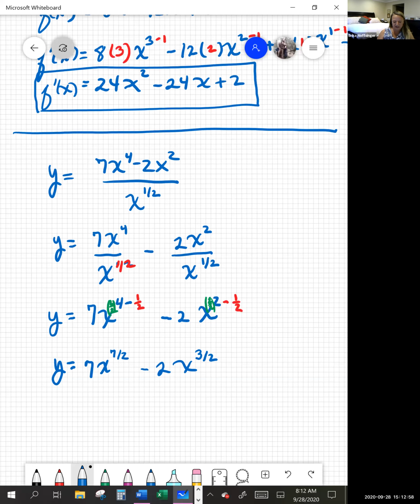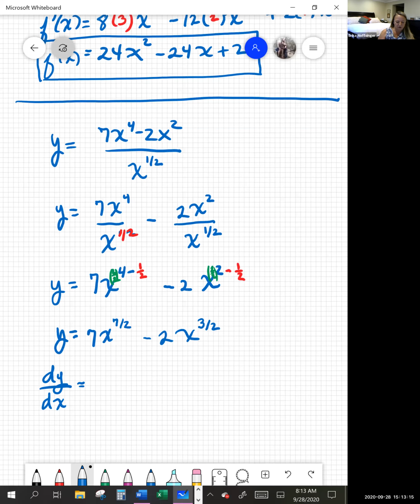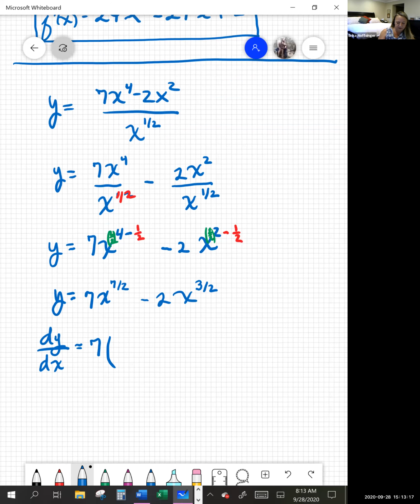So now it's in the form that we can use that general power rule and we can take the derivative. dy/dx was just another way to say take the derivative of y, and it's just telling us that we have a variable x. Okay, so same idea, bring our power down front. So 7 times that power, 7/2, x to the 7/2 minus 1.